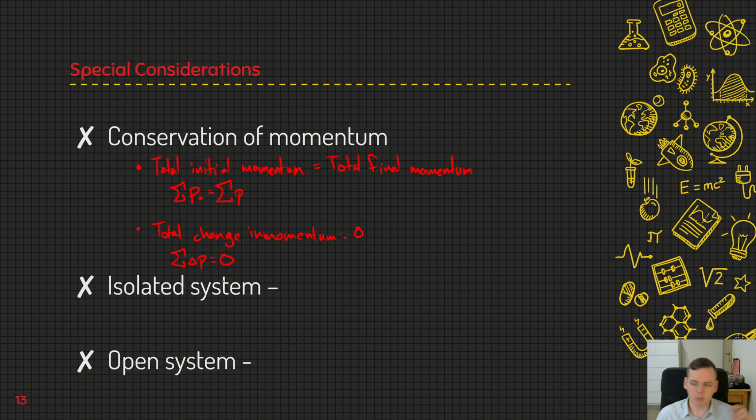Sometimes it'll be easier to calculate how much momentum you have before the collision and then set that equal to what you have after the collision. Sometimes it'll be easier to add up all the changes and set them equal to 0.